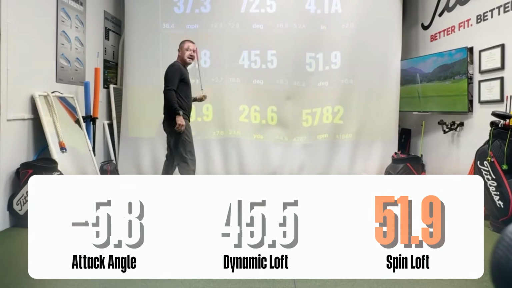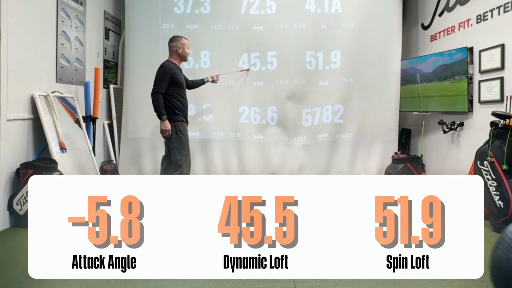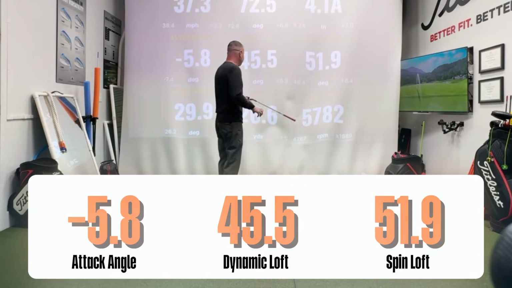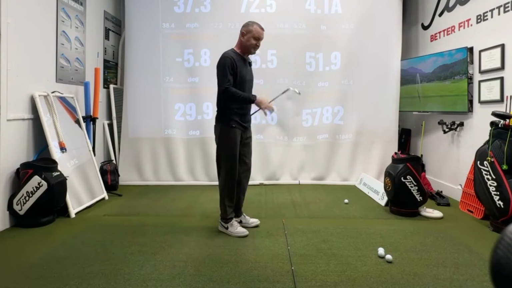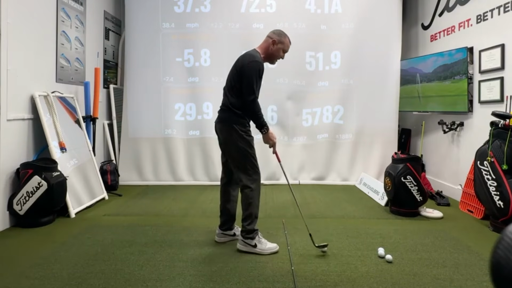How did I get there? -5.8 with a 45 dynamic loft. So I get 51.9, put 5,700 of spin on a 26 shot. Now, it could have been more. I did not center face that, but still, if you think about it from only that far, not bad.